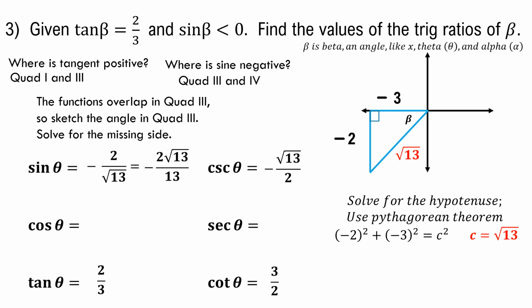Okay, so cosine of, that should say beta, excuse me guys. So cosine of beta is negative 3 over the square root of 13. Go ahead now and write the reciprocal for secant. Okay, we'll come back and check it. And then when we rationalize for cosine, we will get negative 3 square root 13 divided by 13. All right, and our secant value is the reciprocal of cosine, which originally is negative 3 divided by the square root of 13. So that would be negative square root 13 over 3.